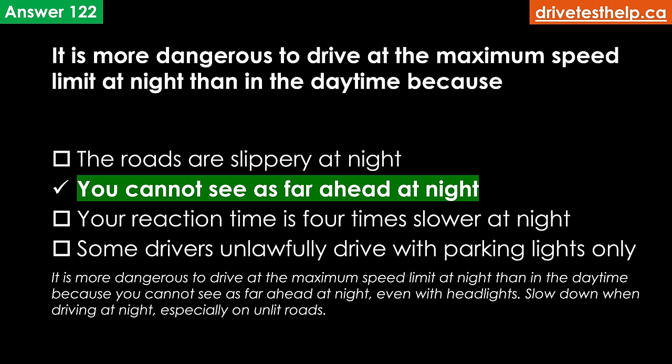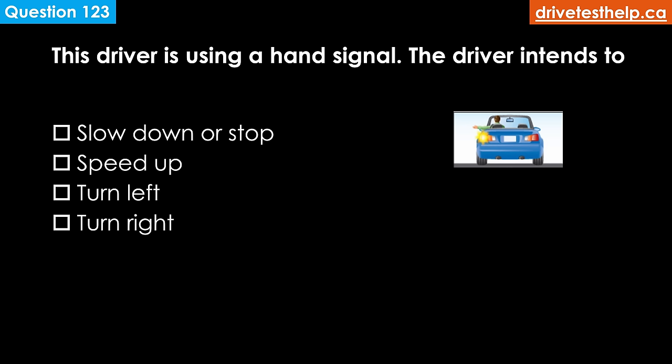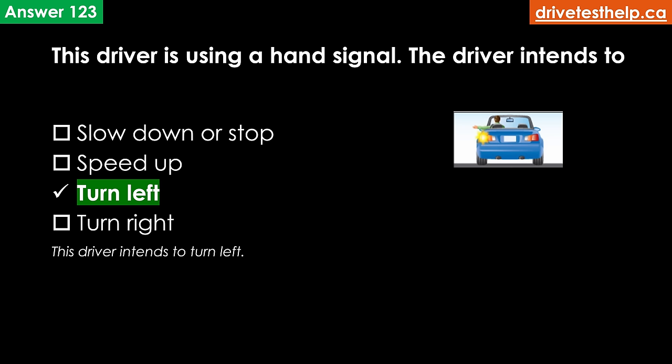Slow down when driving at night, especially on unlit roads. This driver is using a hand signal. The driver intends to slow down or stop, speed up, turn left, turn right. The correct answer, turn left. This driver intends to turn left.